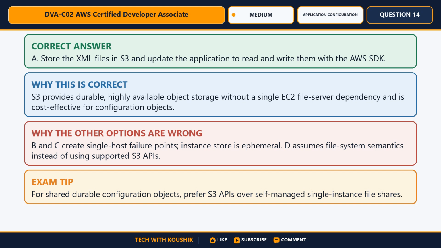Why are the other options not correct? B and C create single host failure points. Instance store is ephemeral. D assumes file system semantics instead of using supported S3 APIs. Exam tip. For shared durable configuration objects, prefer S3 APIs over self-managed single-instance file shares.